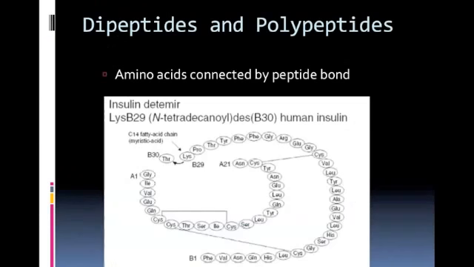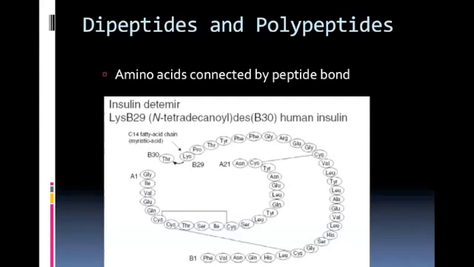Now, if you put a few amino acids together, more specifically, if you get 2 amino acids together, you get what's known as a dipeptide, similar to the disaccharide, and then 3 or more are polypeptides. And this is because the amino acids are connected by a type of covalent bond known as a peptide bond, hence the name dipeptide and polypeptide.